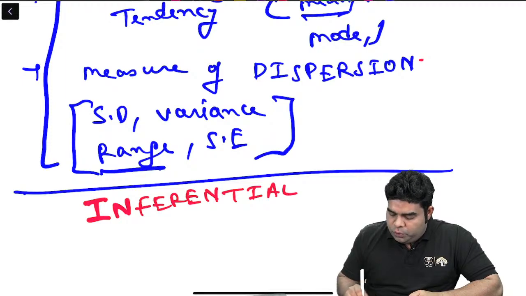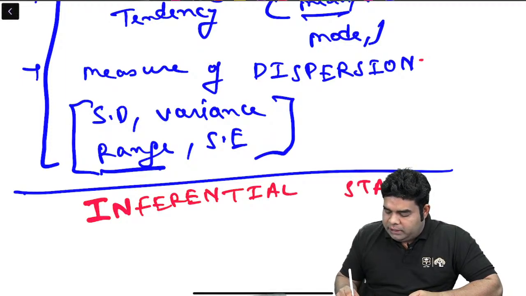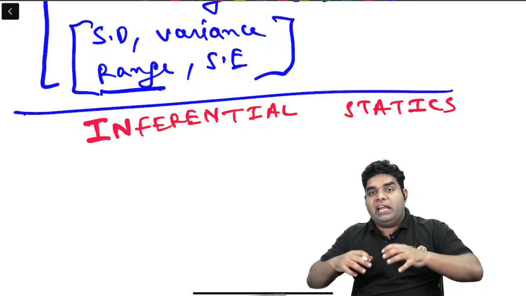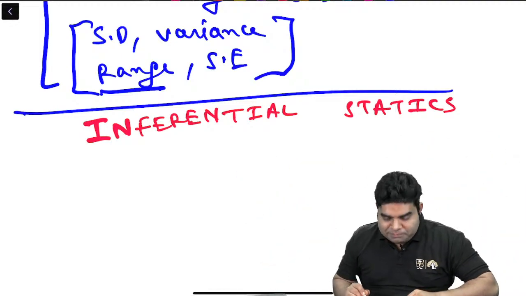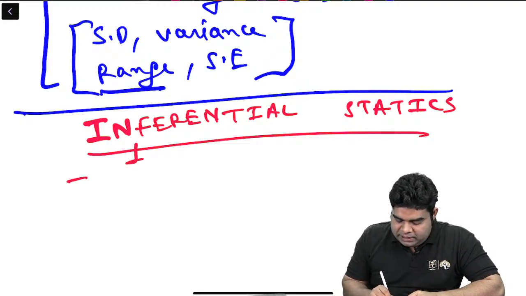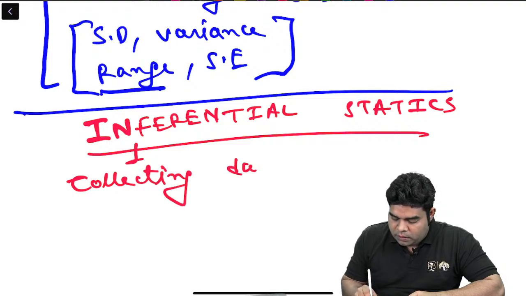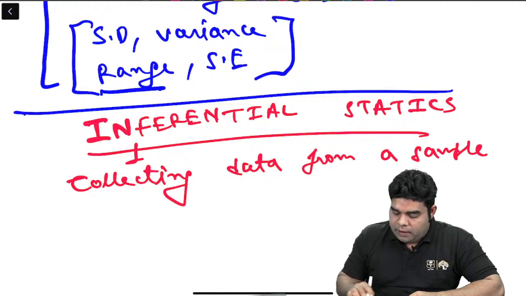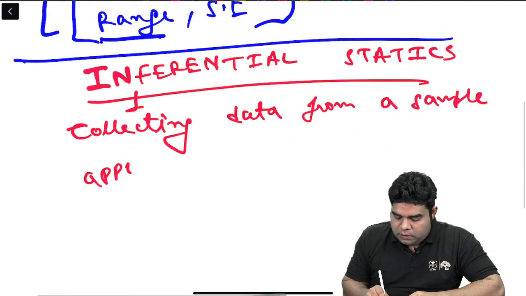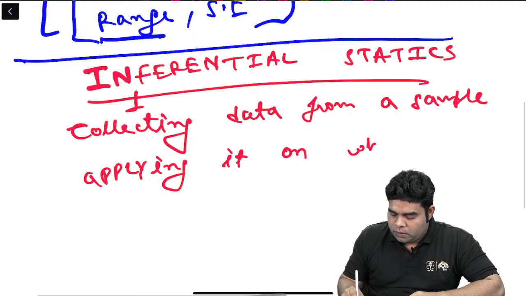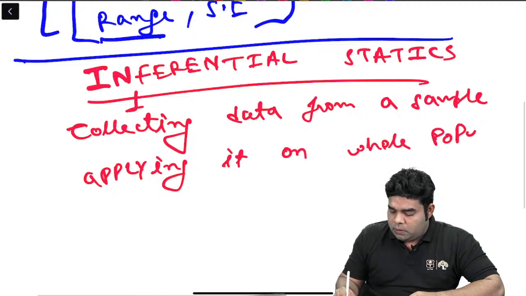And inferential statistics means many a time we cannot collect data from the whole population. So what we do is we take data from a sample of students and then we generalize it for the whole class. And that is inferential statistics. It means collecting data from a sample and then applying it on the whole population.